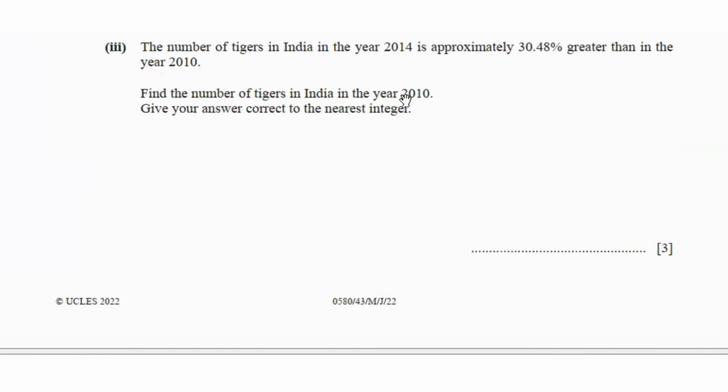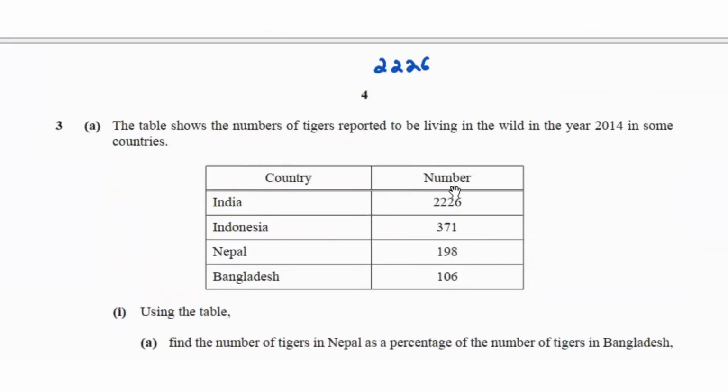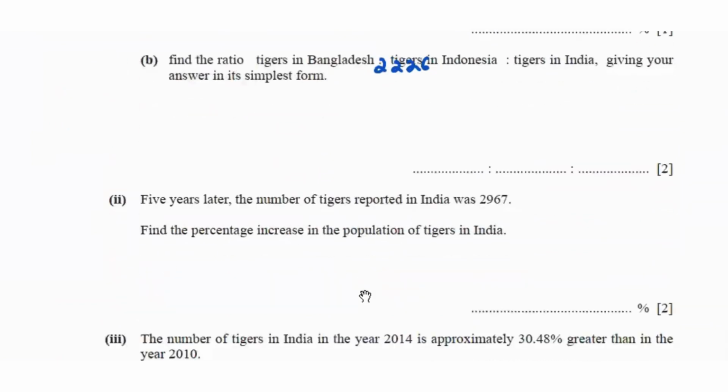The number of tigers in India in the year 2014 is approximately 30.48% greater than in the year 2010. Find the number of tigers in India in the year 2010, giving your answer correct to the nearest integer. Going to use the same formula over here. They have told us that the number of tigers in India in the year 2014 is approximately 30.48% greater than the year 2010. So that means your 2014 was 2,226. This value is given in the question. If you go back to the table, the 2014 values are given, and that's 2,226 for India.